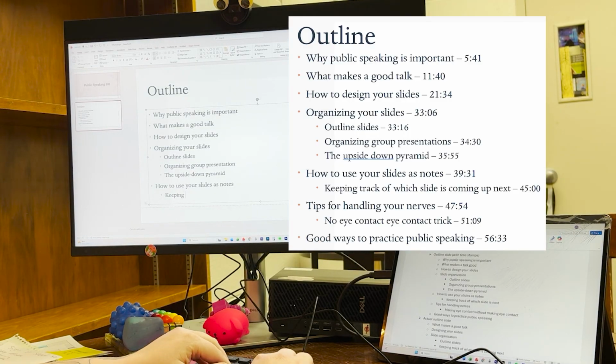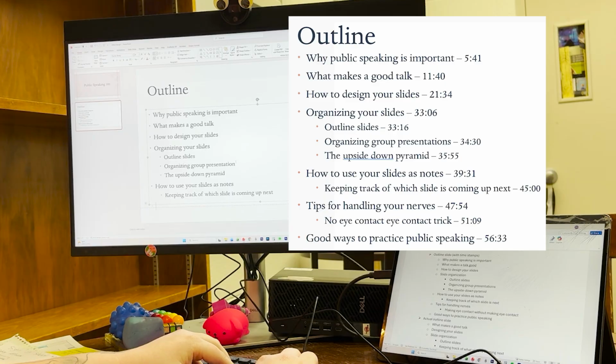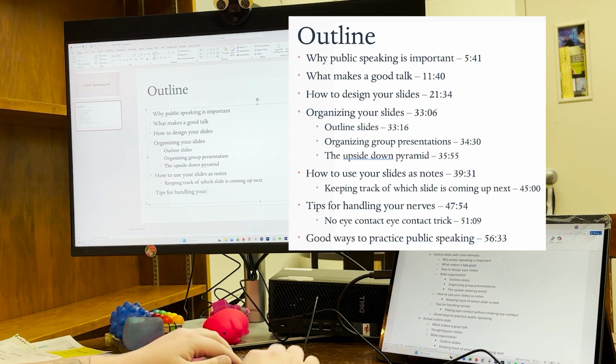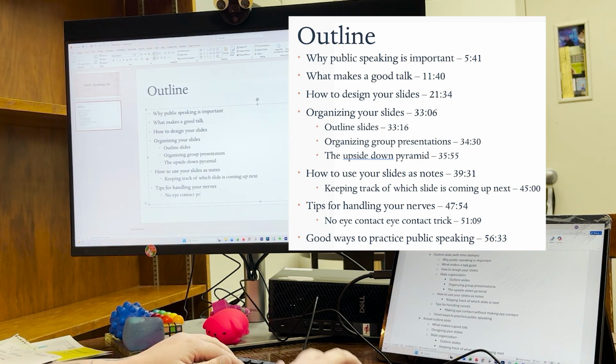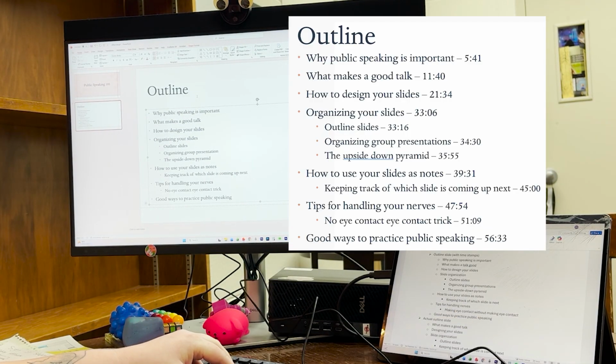This is going to include also keeping track of which slide is coming up next, which I know a lot of people struggle with, and that's sort of one of the main arguments for using notes. We're going to talk about tips for handling your nerves, including what I call my no eye contact, eye contact trick. And then lastly, we're going to talk about good ways to practice public speaking.